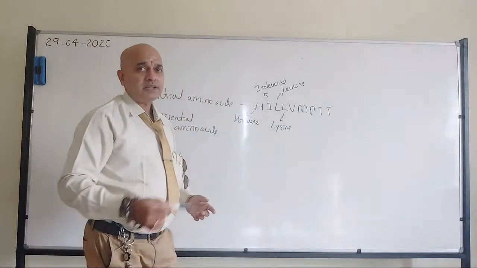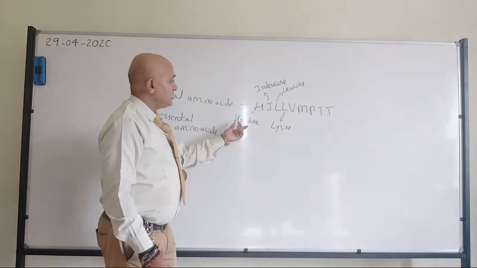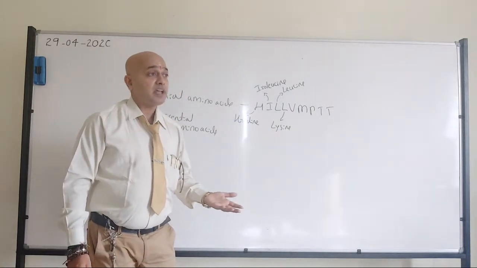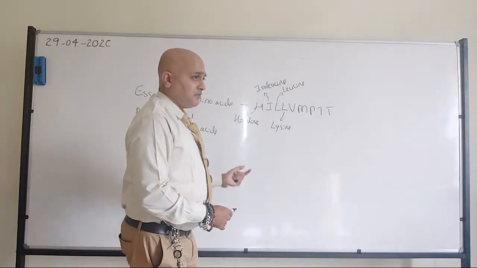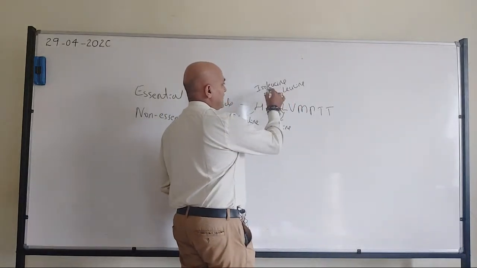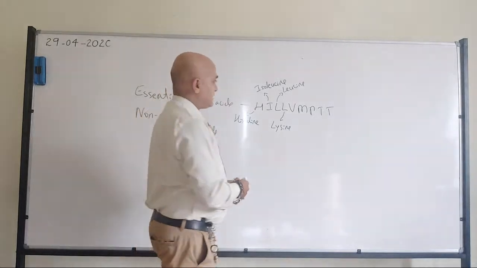Now here I will tell some examples. Someone was telling about basic amino acids. Histidine and lysine are very good examples for basic amino acids. Then leucine and isoleucine are very good examples for neutral amino acids.